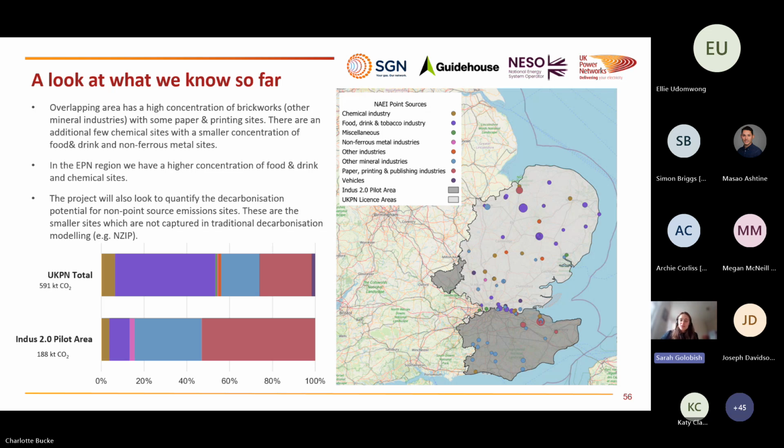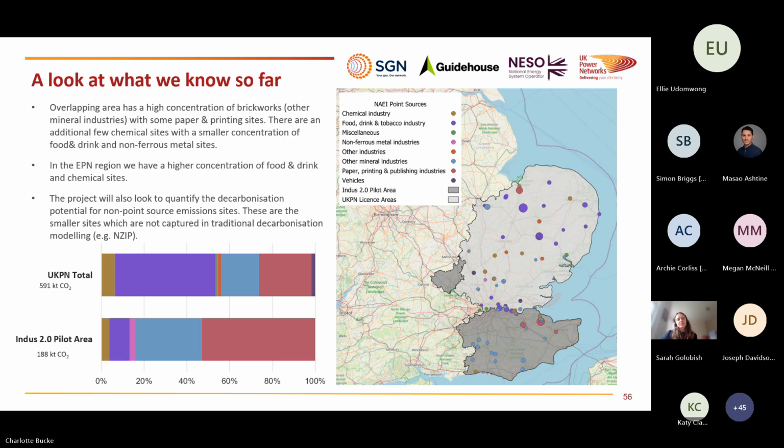So then when looking across UKPN, which is the entire gray shaded area, we see that we have a higher concentration of food and drink and chemical sites, which could be harder to model in the long term, given the low share of these sites in the overlapping focus area where we're sharing the data. So these are the purple and brown sites, and the totals are in the top bar on the chart.